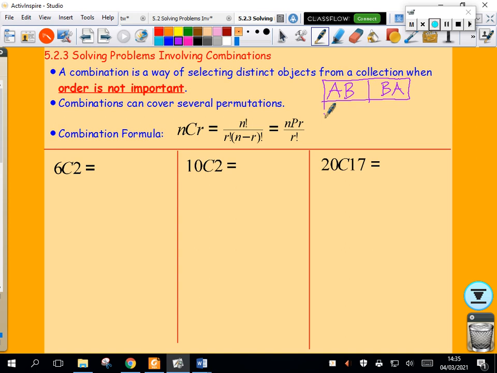We had a combination formula which you should learn by heart. n choose r is equal to n factorial divided by r factorial times n minus r factorial, which is the same as n permute r divided by r factorial. 6 choose 2. I want to apply my formula here. The other thing I will mention is that you will often see this written with this notation, 6 choose 2, in that way.